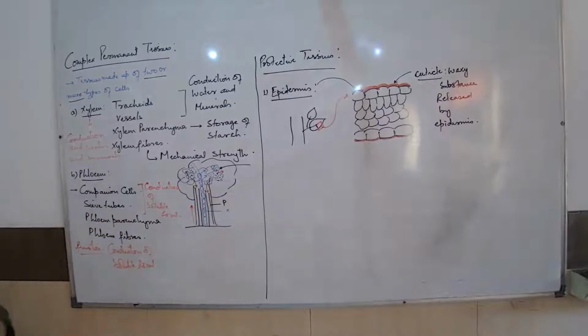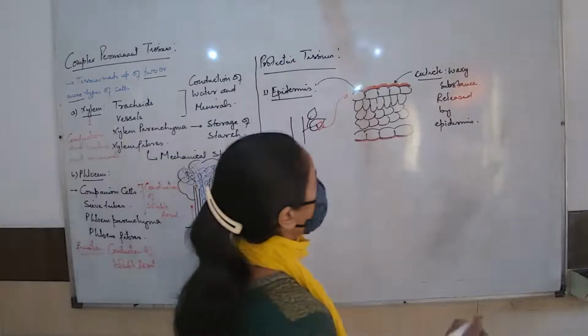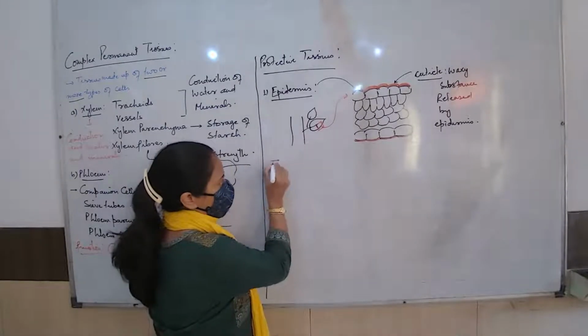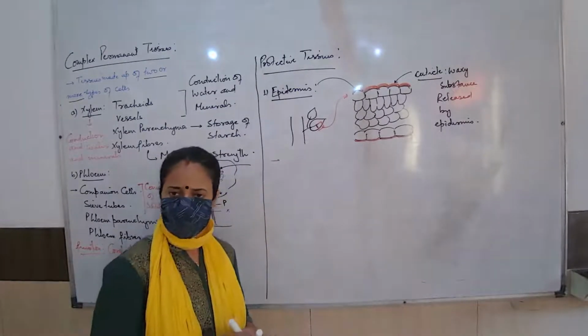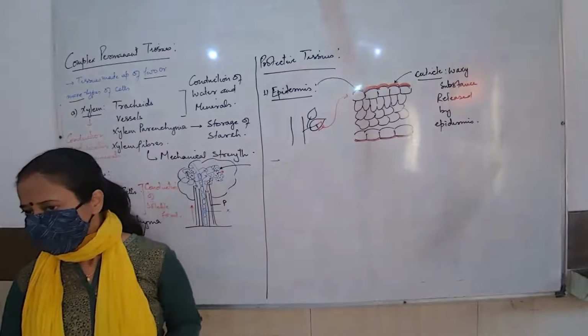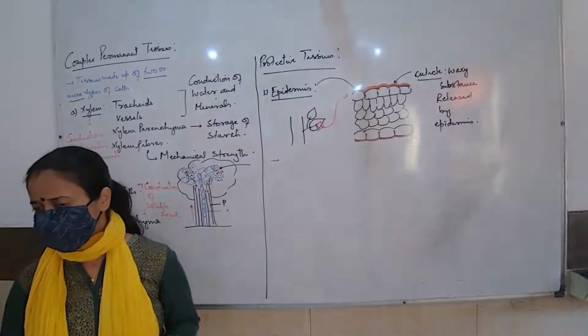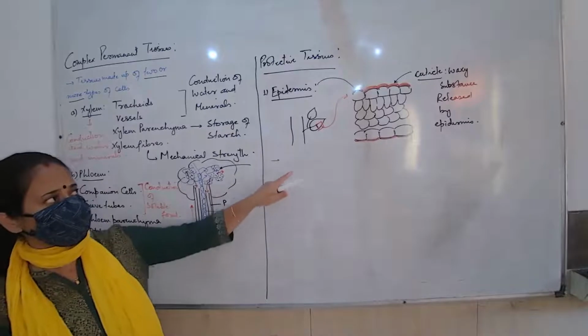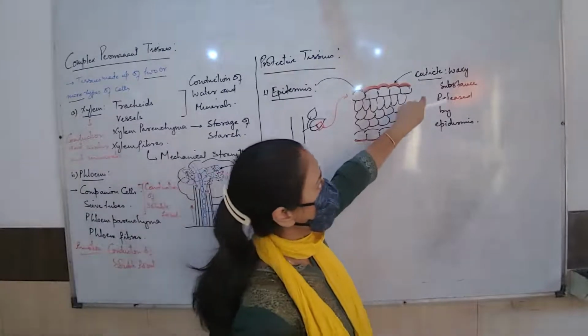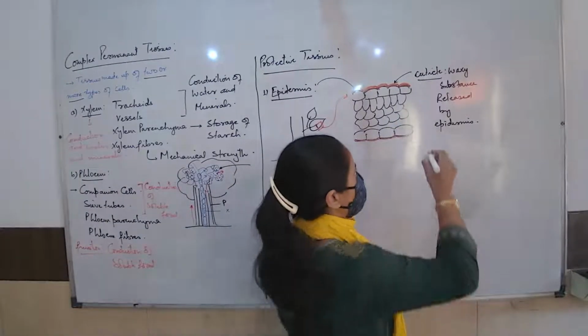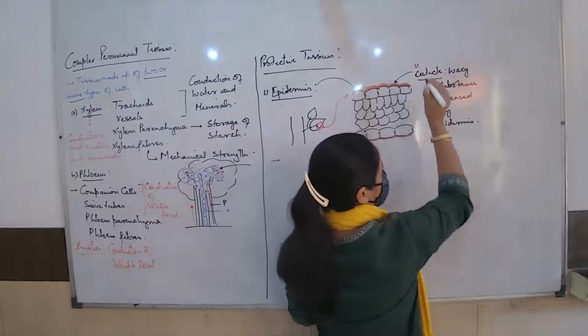Then what I'm going to write down as a function of the epidermis: the epidermis releases a waxy substance, a waxy coat known as the cuticle. What are the functions? The most important function is that it prevents the loss of water. So if I have to write down some important functions of the epidermal layer, the first point you write is that the epidermis releases a waxy coat known as the cuticle. This itself is your first point.